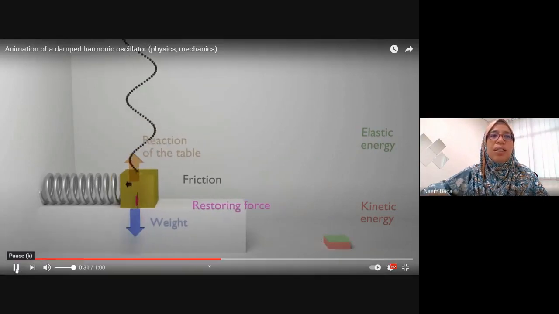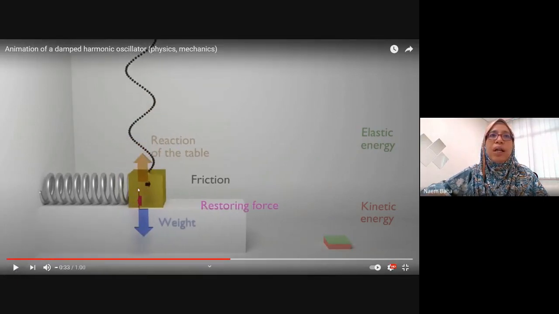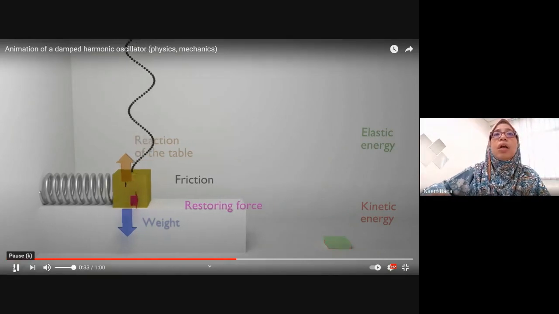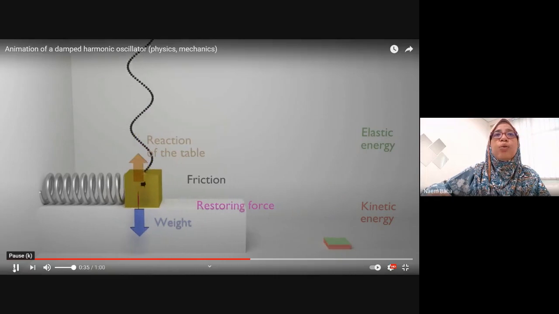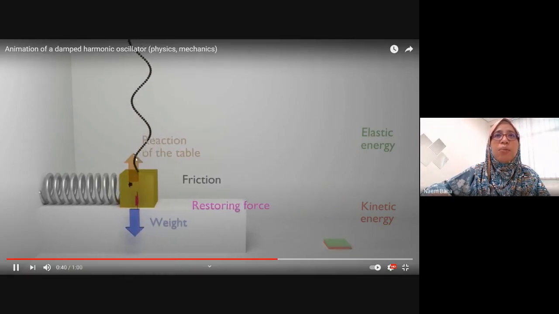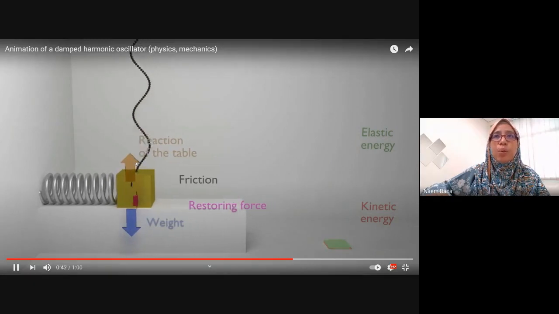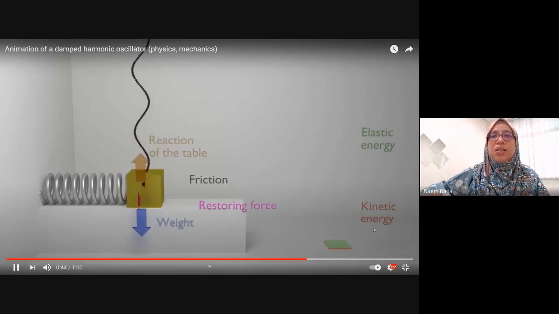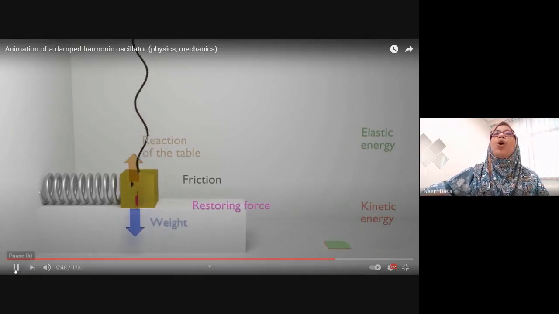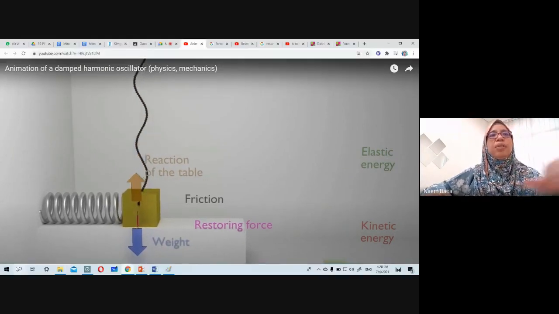Now the block is moving to the left and friction is to the right, with the restoring force in the same direction as the friction, always trying to go back to the original position. You find that the amplitude just gets smaller and smaller, and since it's slowing down, the kinetic energy also gets reduced. Hope it helps.